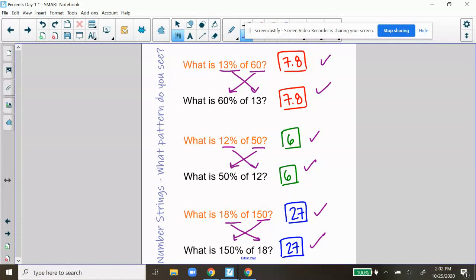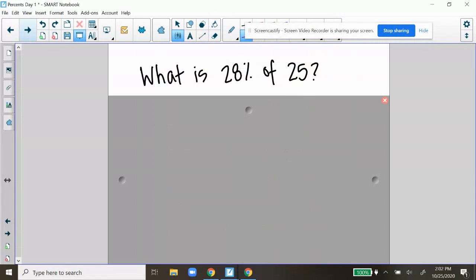Notice that the black questions, what is 60% of 13, 50% of 12, and 150% of 18? Those all are much easier using that benchmark of 10%, right? Those are easy benchmarks to work from compared to 13% or 12% or 18%. So the key here is that you can flip them. So I want you to try this question. This is the last question. Pause the video, see if you can try this one on your own.